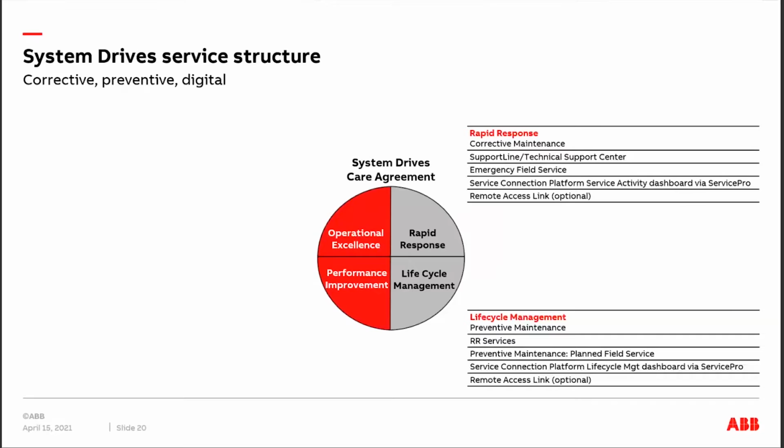Then next, we step up to lifecycle management, which is our preventative maintenance level. It does include all of the rapid response services, but here's where we do our preventative maintenance visits. It's planned field service. We're installing PM kits. There is another dashboard available that will give you that information. Again, that's through the Service Connection platform, and that pulls from the maintenance libraries within Service Pro. And then the remote access link for remote troubleshooting option is there as well.